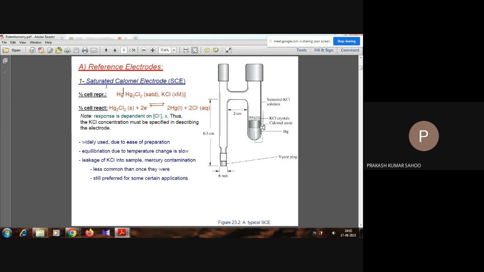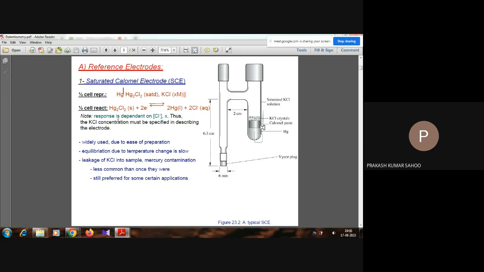And this is the first one, the standard calomel electrode, SCE. The reactions are given in the cell representation. It is the half cell representation because it is the half cell of the total cell, that is the reference electrode. You need not remember these dimensions. The representation is silver dipped in silver chloride, or mercury dipped in mercurous chloride saturated with potassium chloride of some molar concentration.